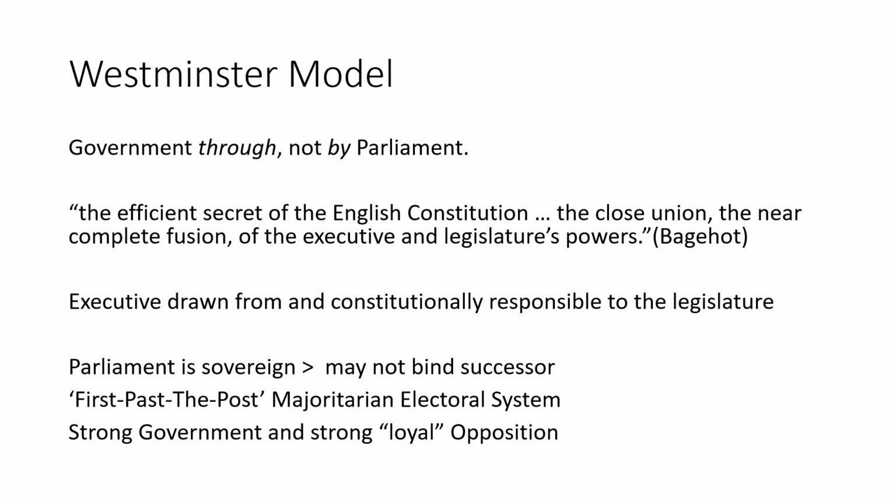Let's look at the Westminster model. The so-called British Constitution, which, as we said, is a make-up or a construction made of various documents and practices and conventions, all comes together under the Westminster model. So, what are the features of the Westminster model? Government through but not by Parliament. So Parliament does not govern itself. The executive governs, but Parliament checks it and holds it to account. So in other words, any government practices that occur go through Parliament in order to be legitimised.